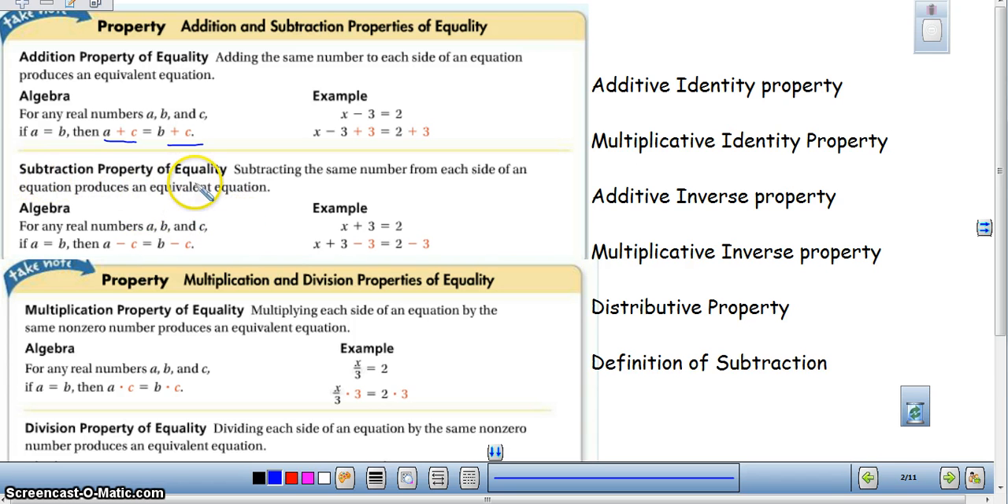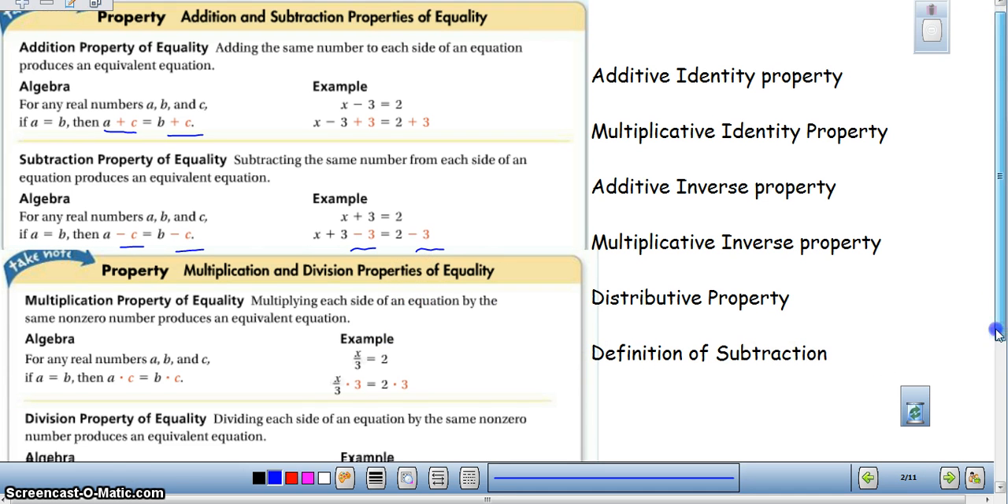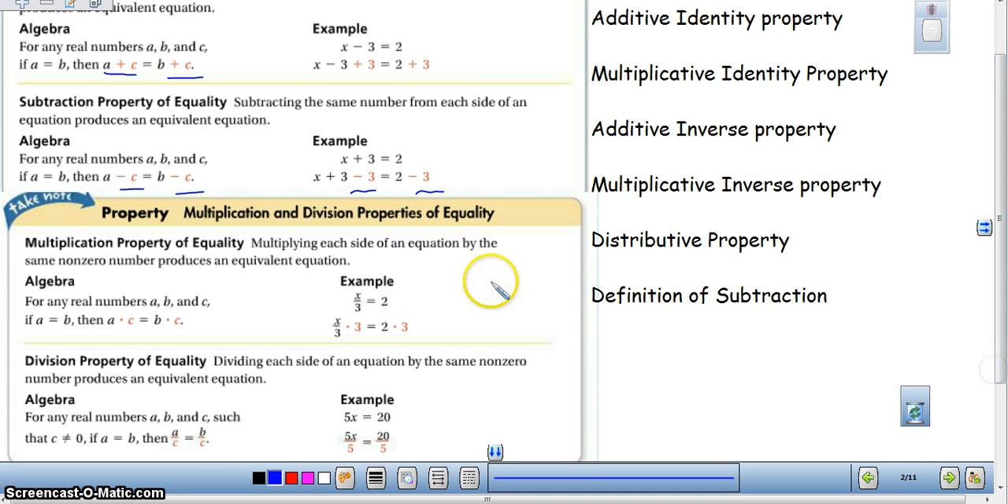What's the subtraction property of equality? It says you can subtract the same number on each side of the equation. So again, by subtracting c from both sides, here you can see they subtracted 3 from both sides. Subtraction property of equality.